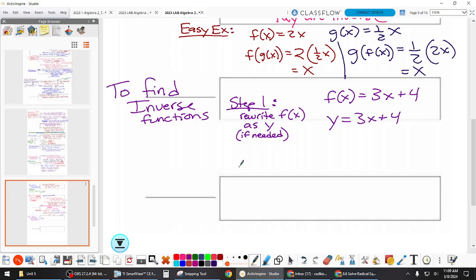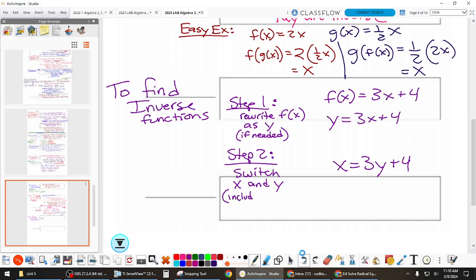Step two. I'm telling you, you're going to be like, what? This is really kind of a simple concept. Switch x and y. So what would that look like? X equals 3y plus 4. Literally just trade places with x and y. Wherever they are, trade places with them. So if there are multiple x's, those would all be the y. Yep. So let's include multiple places. Okay, step three.